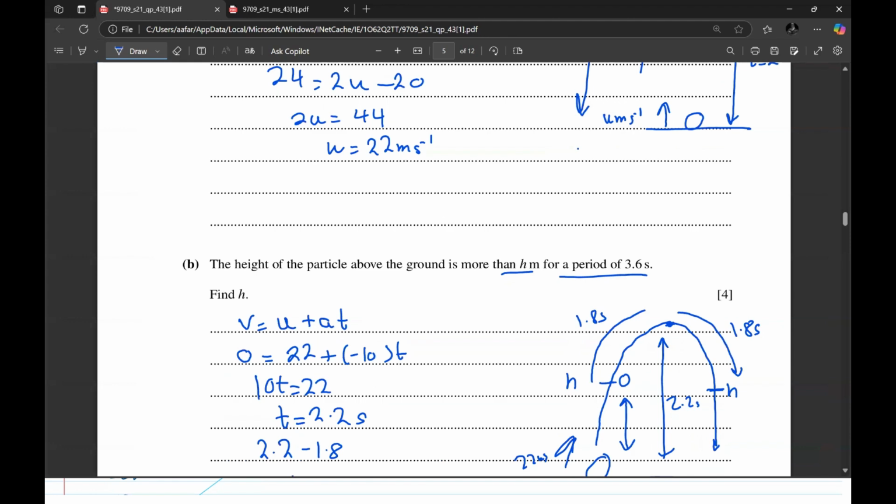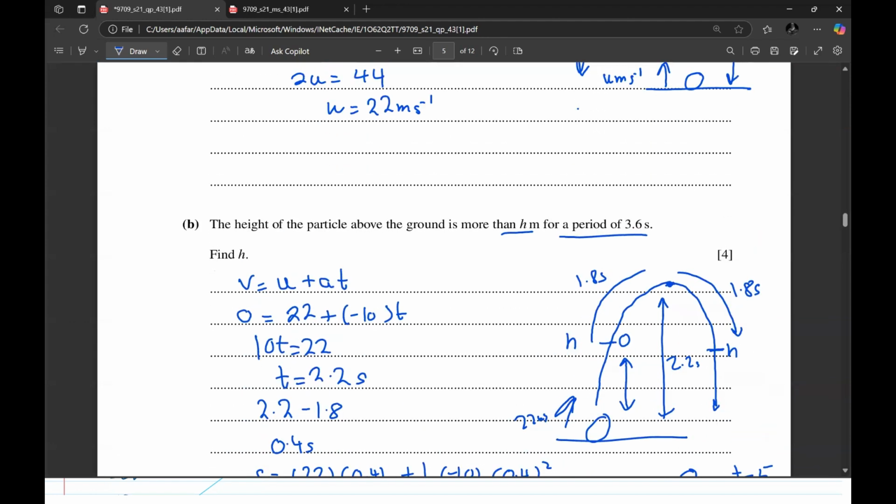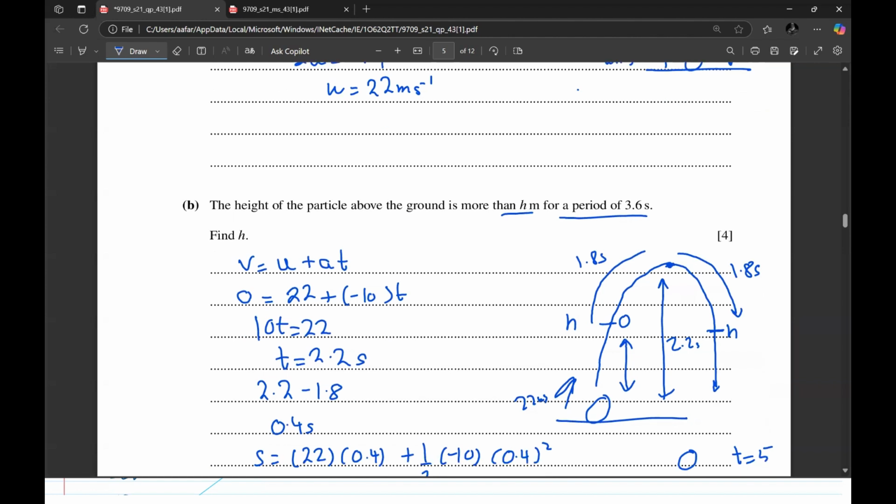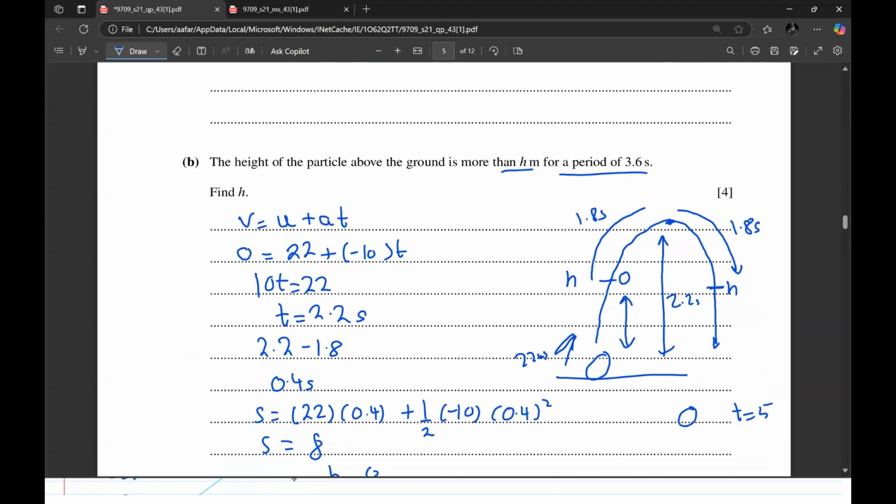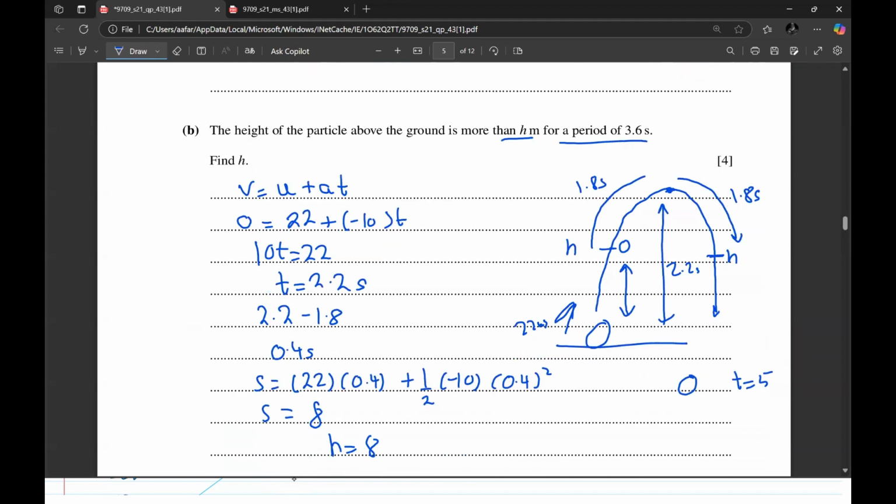You know that the time it takes to reach maximum height is 2.2 seconds, and the time it is above H is 1.8 seconds. Basically, the time it will take to reach H will be 2.2 minus 1.8, which will be 0.4 seconds. So if it takes 0.4 seconds to reach H, we know the initial velocity and we know the acceleration. So we can just use s is equal to ut plus half at squared. u is 22, time is 0.4, and then acceleration times t squared. So s we get is 8. We see this distance right here is 8 meters.